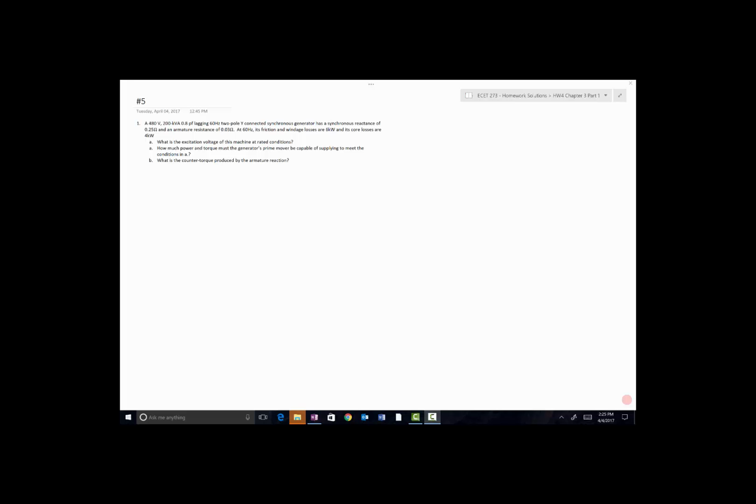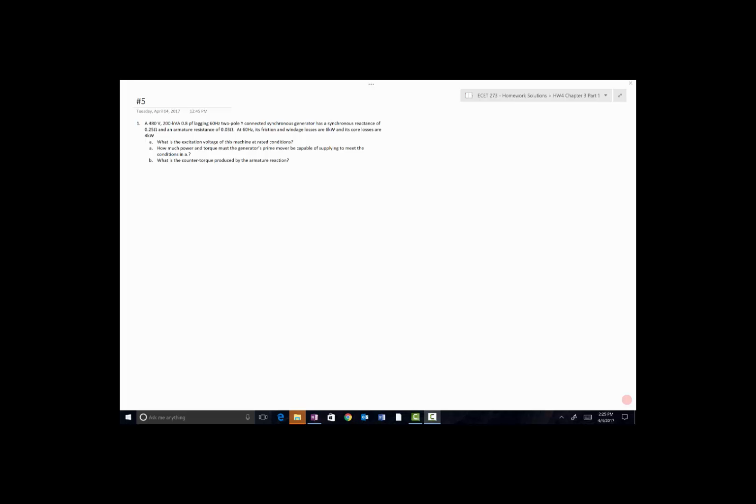Benchmark solution 4.5. A 480 volt, 200 kVA, 0.8 power factor lagging, 60 Hz, 2-pole Y-connected synchronous generator has a synchronous reactance of 0.25 ohms and an armature resistance of 0.03 ohms. At 60 Hz, its friction and windage losses are 6 kilowatts and its core losses are 4 kilowatts. What's the excitation voltage of this machine at rated conditions?